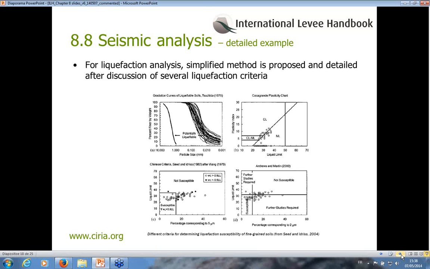The simplified procedure based on the work of Idriss, Seed, Boulanger, Stocco, etc. for the evaluation of soil resistance to liquefaction from in-situ tests like standard penetration test and cone penetration test is described in detail.